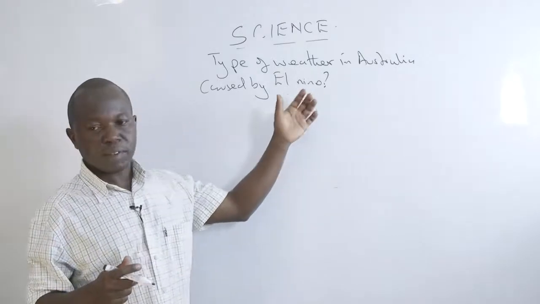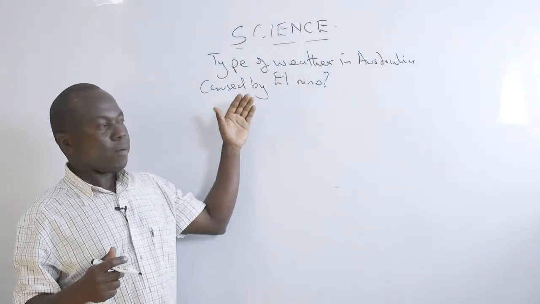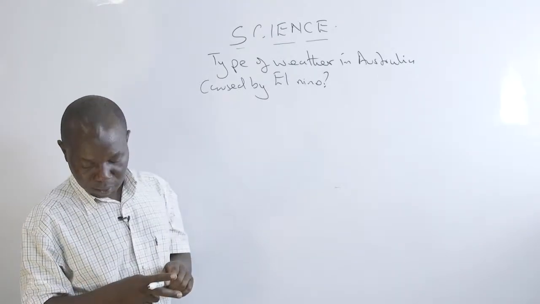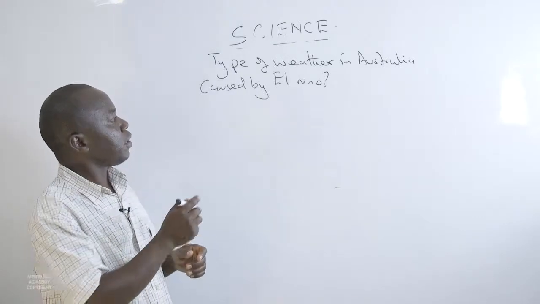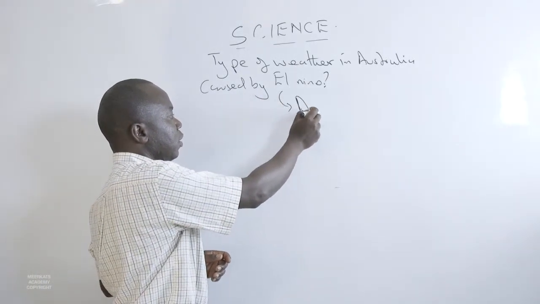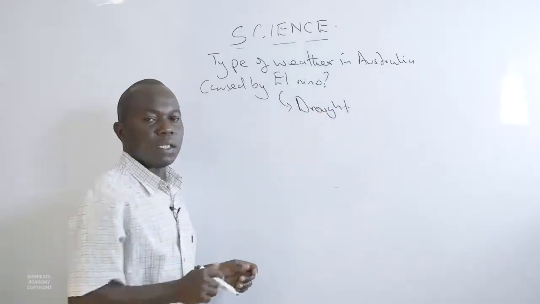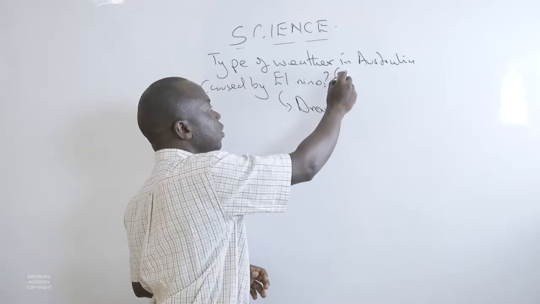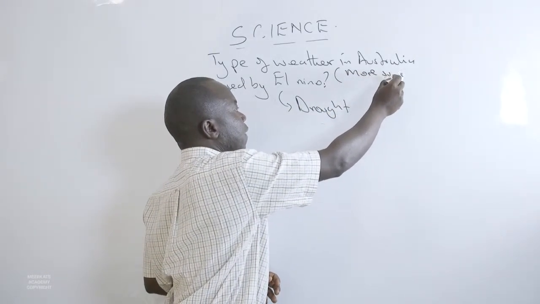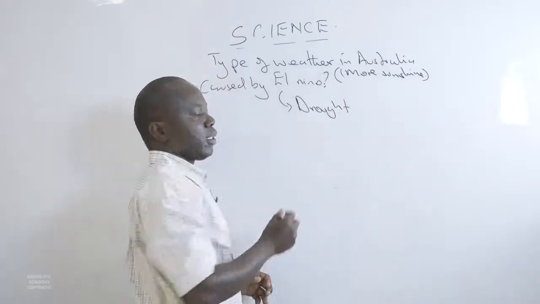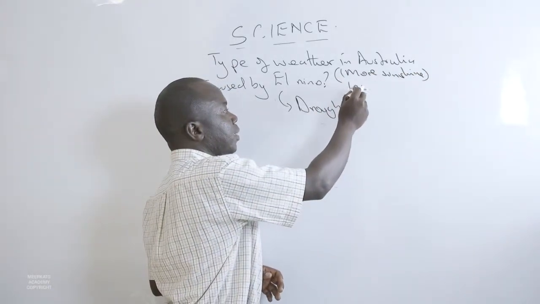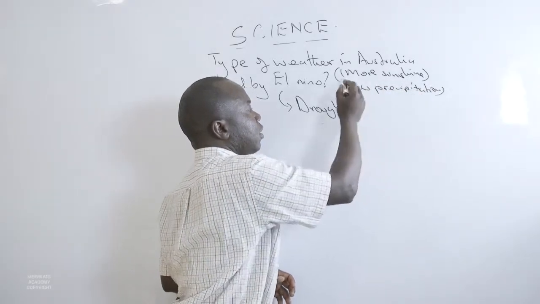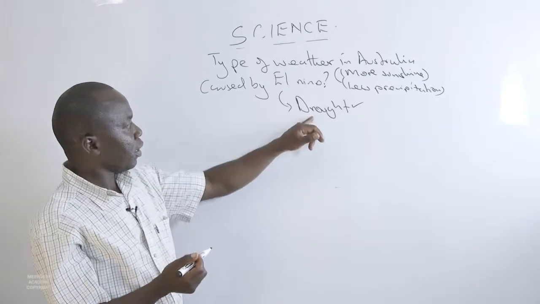During El Nino, we have less rains, but we are going to have more sunshine than on other days. Because of that, it usually brings about drought. When we have more sunshine than precipitation, more sunshine, but less precipitation, and sometimes even none, it's going to lead to drought.